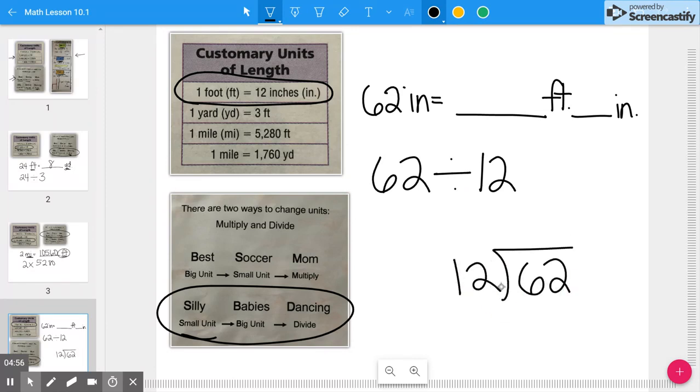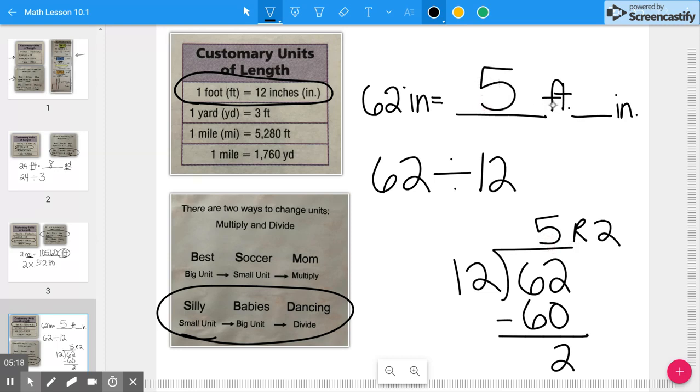I know that 12 goes into 62 5 times. 5 times 12 is 60. When I subtract, then I get 2. I have nothing to bring down, so that 2 becomes my remainder. Now, when you have something like this, your whole number goes in the first spot, so that's saying 5 feet, and then this is my leftover, so that's saying 2 inches. Make sure when you are doing these problems, you are showing every single step that you do.